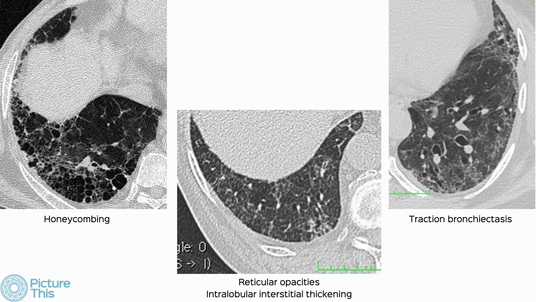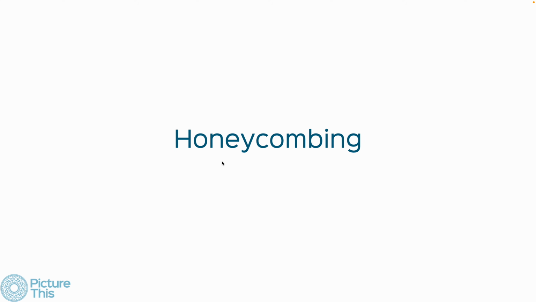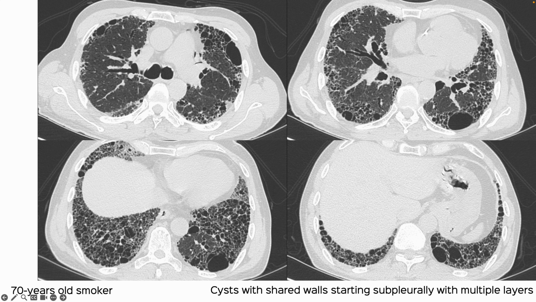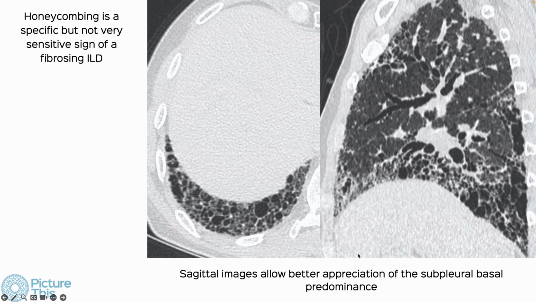So let's look at the fibrosing ILDs. Let's look at these 3 signs. Honeycombing is the presence of cysts with shared walls starting in the subpleural interstitium, extending up to the hilum, typically more than one layer. And we can see that really well here. Honeycombing is a specific sign. When present, it defines the UIP pattern, but it's not very sensitive because 2/3 of UIPs don't have honeycombing.